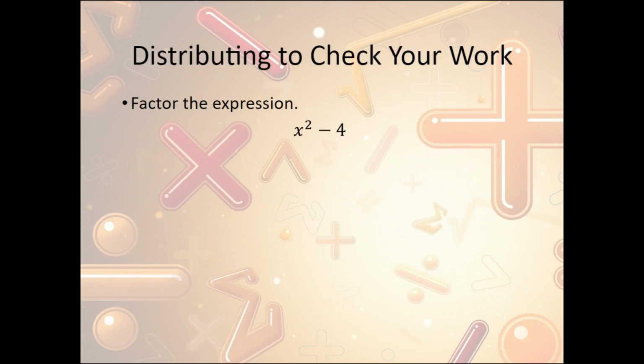So let's check our work by distributing. So we said that x squared minus 4 is equal to x plus 2 times x minus 2. Well, let's go ahead and distribute this and see if it works. So we're going to multiply x times x and x times negative 2, and then 2 times x and then 2 times negative 2.